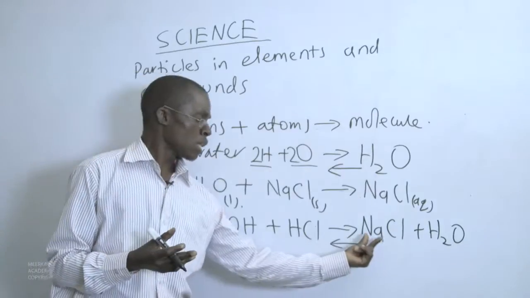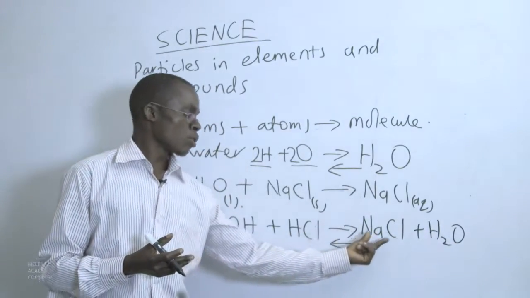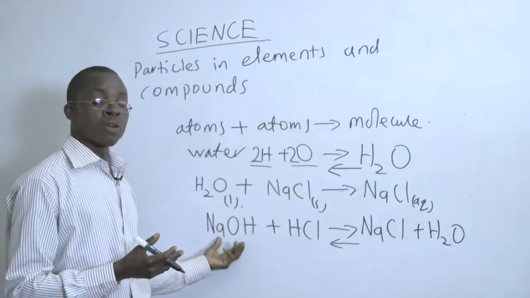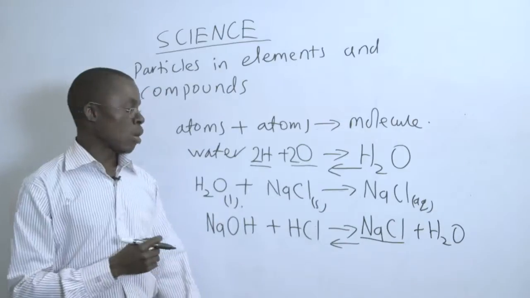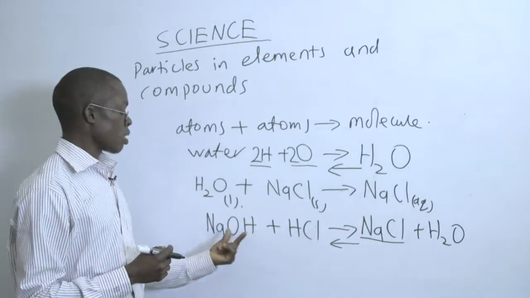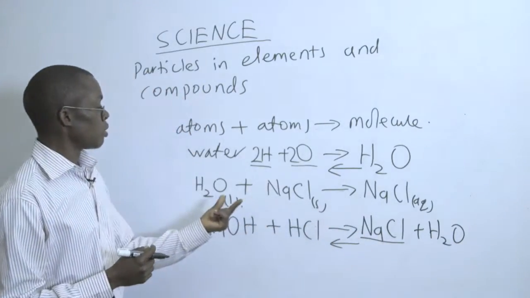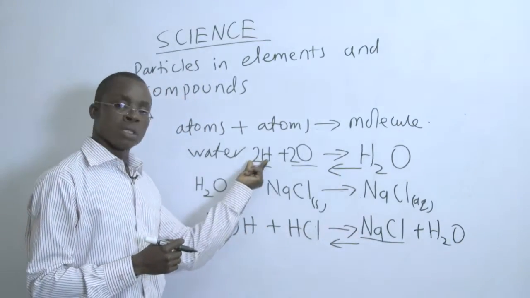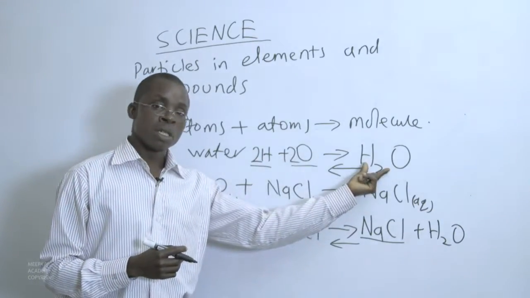So since you cannot take back the sodium chloride to hydrochloric acid or sodium chloride to sodium hydroxide, then what we have formed here is a compound. So we have used a compound plus another compound to form another compound. You can still use atoms plus another atom to form a compound.